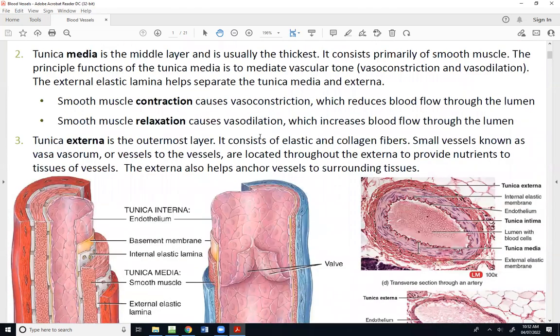The tunica media is the middle layer and is usually the thickest, consisting primarily of smooth muscle. The principal function of it is to mediate what we call vascular tone through processes of vasoconstriction and vasodilation. Vasoconstriction is what happens when the smooth muscle contracts, which is going to reduce blood flow through the lumen. This is like kinking a garden hose, and it basically pinches the lumen shut, or at least, not 100%, closes it a little bit more than it was previously, so less blood flows through it.